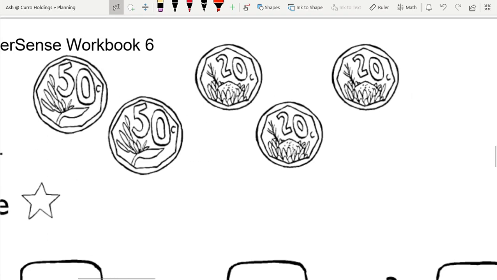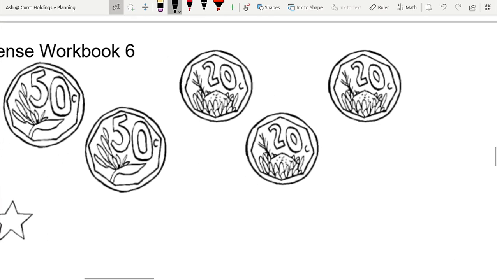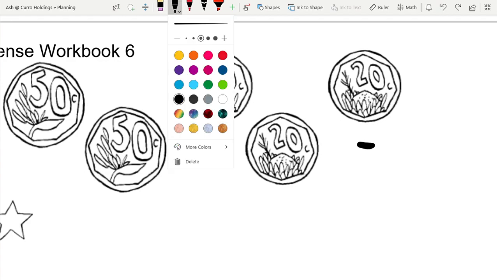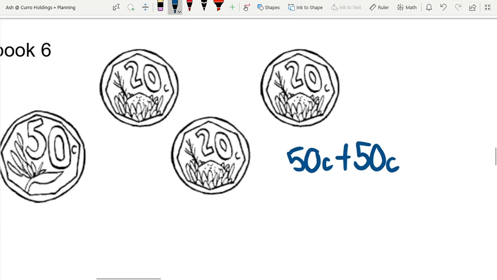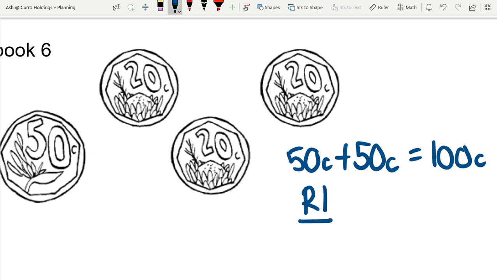So first things first, let's ask ourselves, what is 50 cents plus 50 cents? 50 plus 50 would give us 100 cents. But how would we write 100 cents in rands? We would convert it. So it would give us 1 rand, because 50 cents plus 50 cents equals 1 rand.